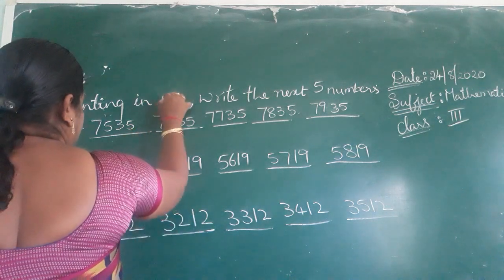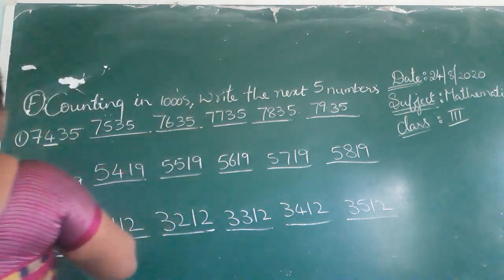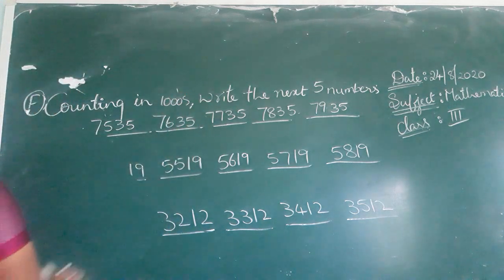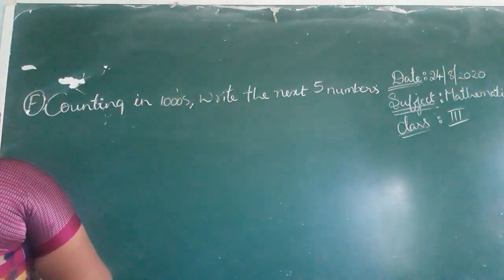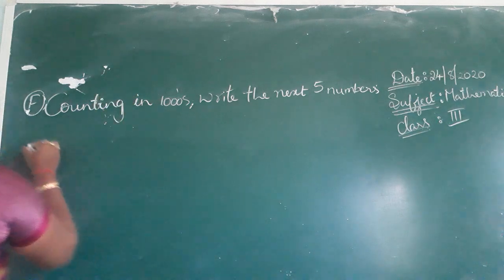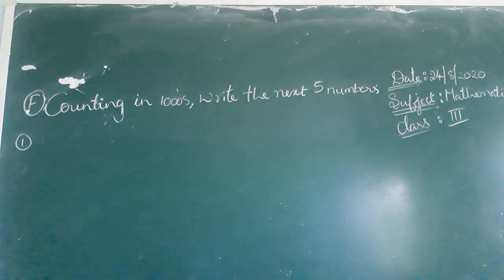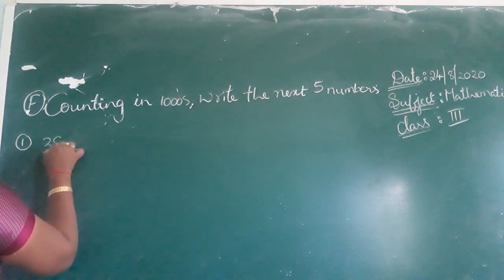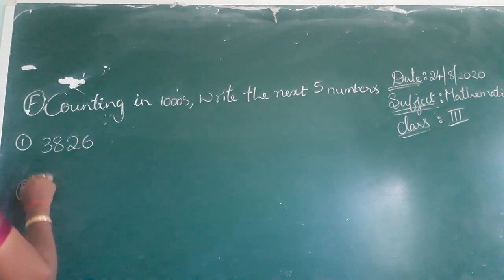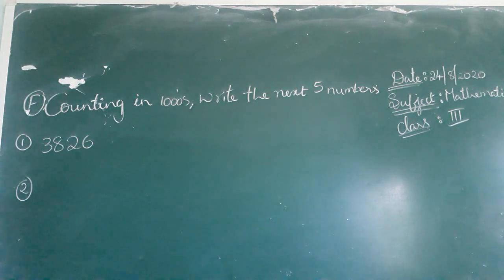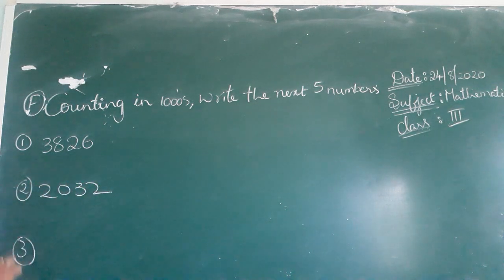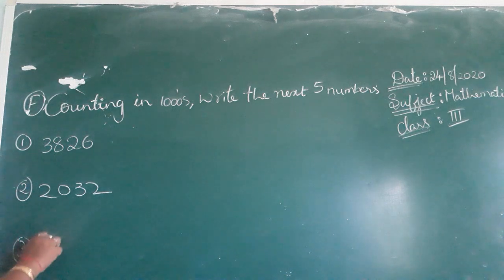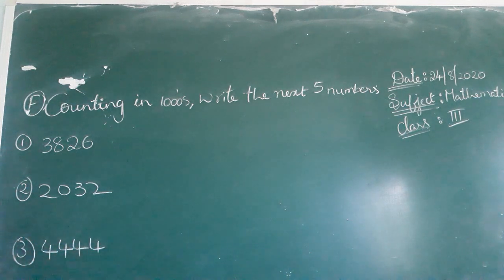Counting in thousands. Write the next ones. Once check through it. Children, if you have the textbook, fill in the textbook while we are saying. Then you will get the idea. First one, 3826. Second one, 2032. Third one, 4444.